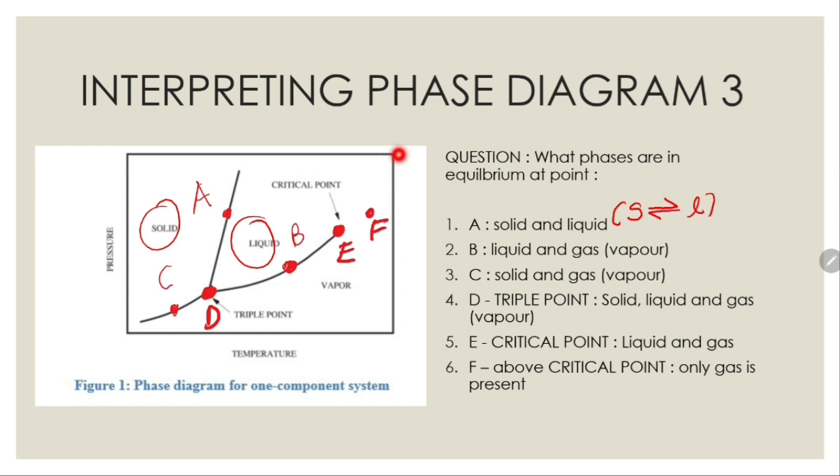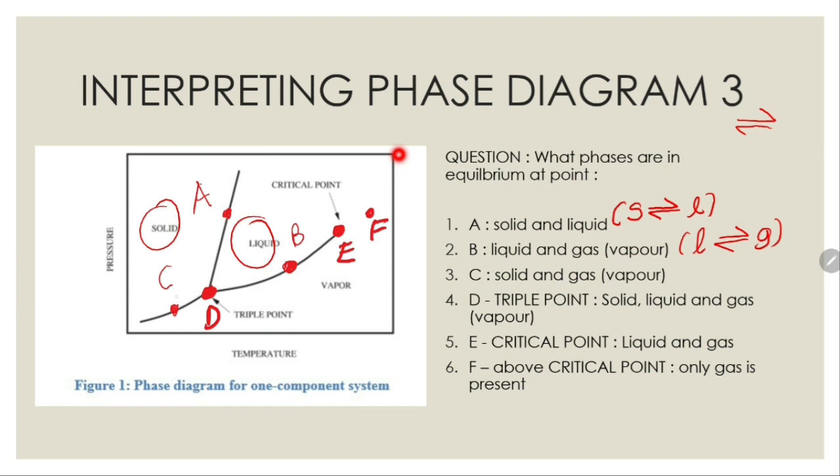If in the exam, please make sure you write the full name, solid and liquid. Okay, so B is located between liquid and vapor. So this one is liquid in equilibrium with gas. Please make sure to use a reversible arrow to represent equilibrium.